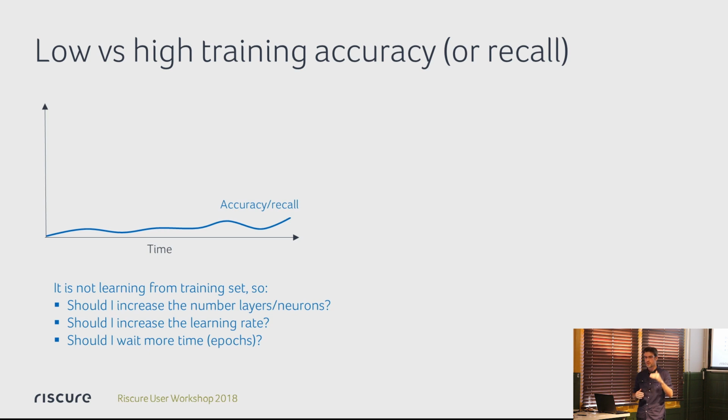But when you start observing what you are getting, it starts learning a little bit, but the accuracy is still very low. What do you do? You need to start asking questions to yourself: what do I need to modify? Do I increase the number of layers? Do I increase the number of neurons? Do I modify my learning rate? That's one parameter I will talk about. Do I need to wait more time?